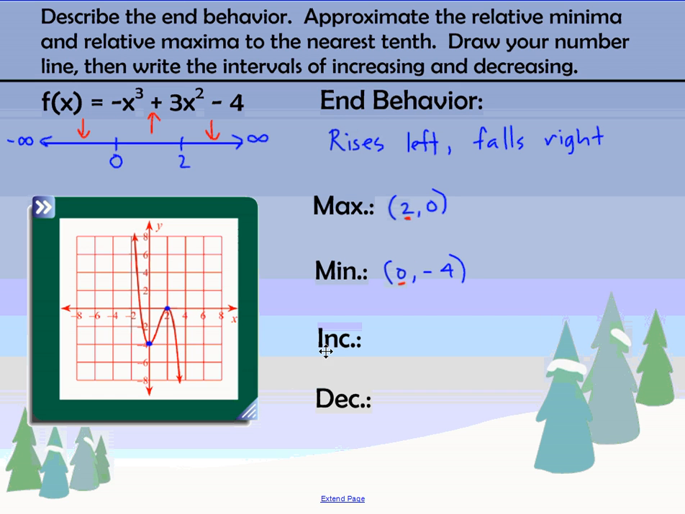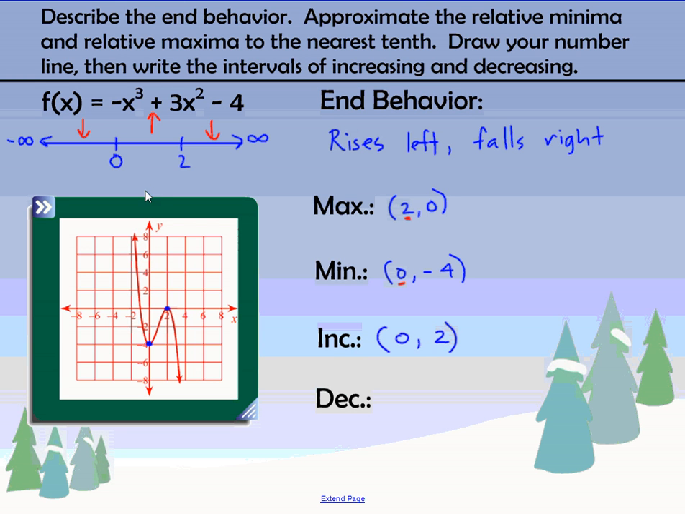So next, intervals of increasing and decreasing. So the intervals of increasing is going to be everywhere where your arrow is pointing up. So in this case, I only have 1 up arrow, and it's between 0 and 2. So my first interval is going to be (0, 2). This is called interval notation, and it says that it is increasing from 0 until it gets to 2.